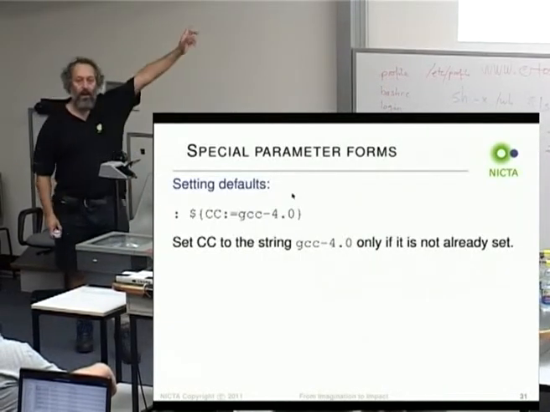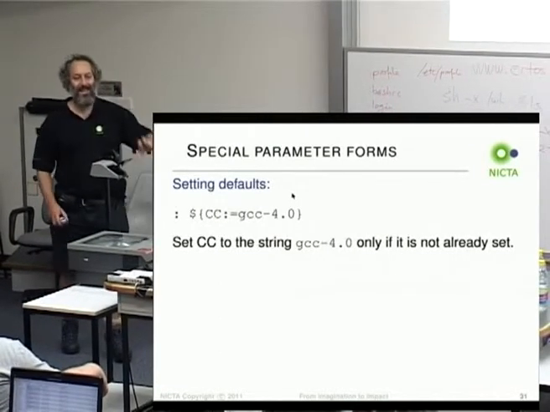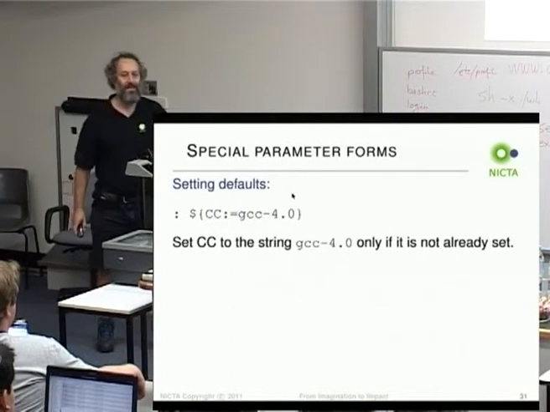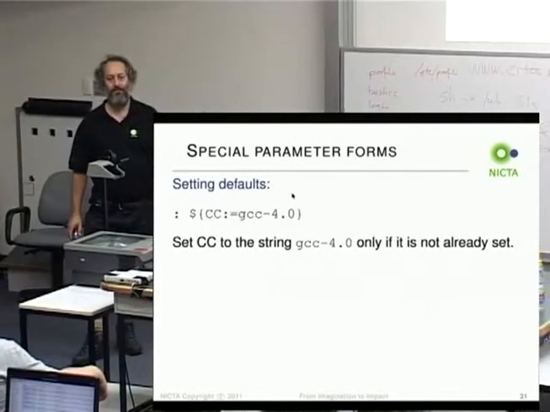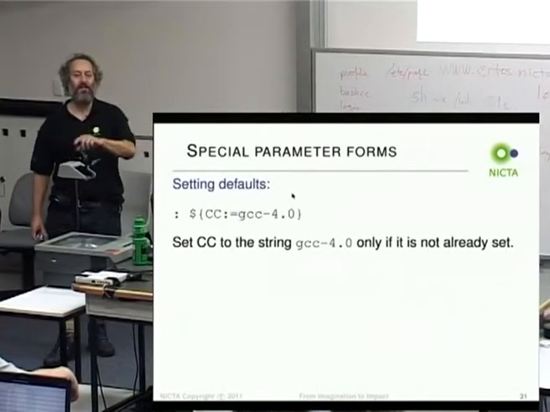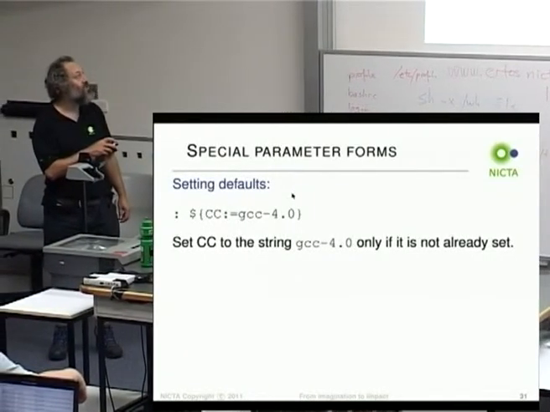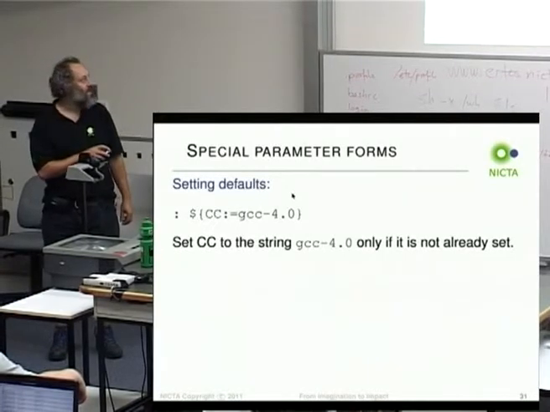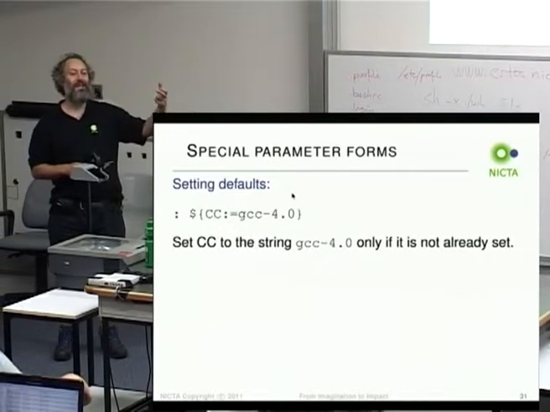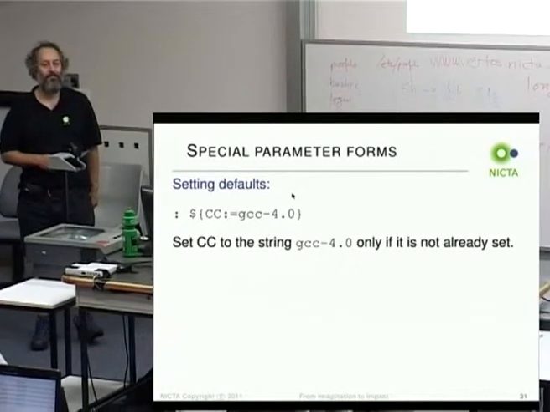So here's an example. I've got a script for building the Linux kernel, and as one of the first things in that script, I've got this statement. The colon is a shell built-in that does absolutely nothing. But before it does absolutely nothing, its arguments need to be expanded and tokenized and split into words and so forth. So the effect of this is if CC is not set, or it's set to nothing, set it to the string gcc-40. But if you've set CC on the command line before you enter this script, it'll use the value you've set.